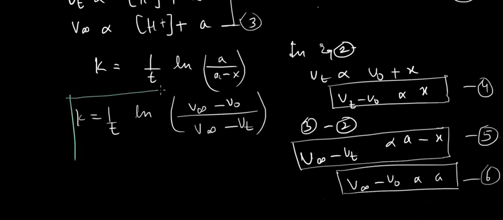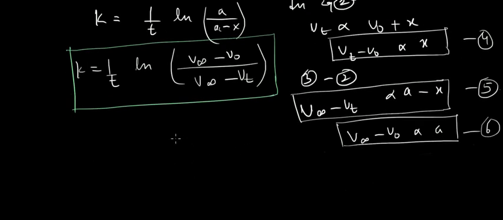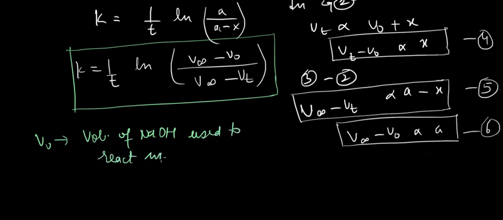So this would be the K, or the rate constant, which we would be getting on having the acid base titration after the hydrolysis of ethyl acetate. So V naught was the volume of NaOH used to react with ethyl acetate and catalyst.